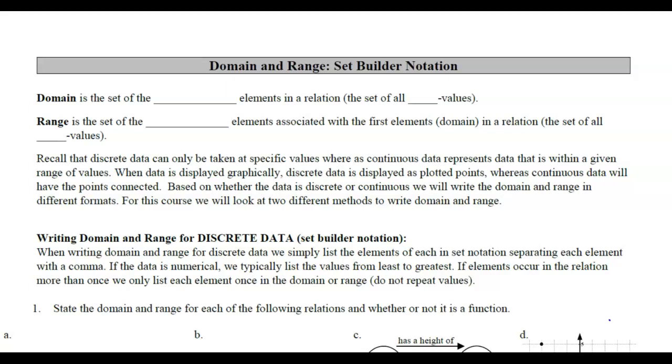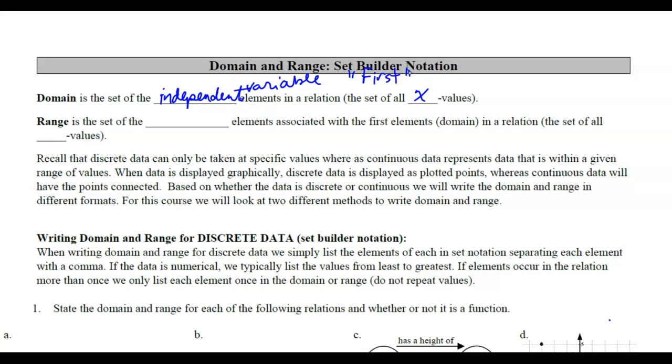So the domain is the set of the independent elements in a relation. And so typically those are the x values. Independent variable, you can put in independent variable elements. You can call those the first elements. So if you're talking about ordered pairs, it's the first value in that ordered pair.